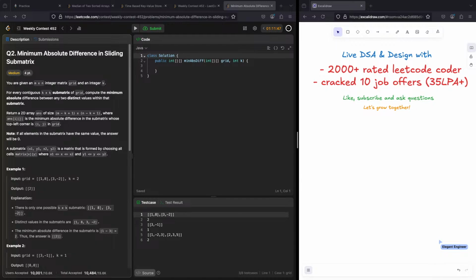You are given an M cross N integer matrix and a K. For every continuous K cross K submatrix, compute the minimum absolute difference between any two elements. Minimum absolute difference, so basically you sort that.